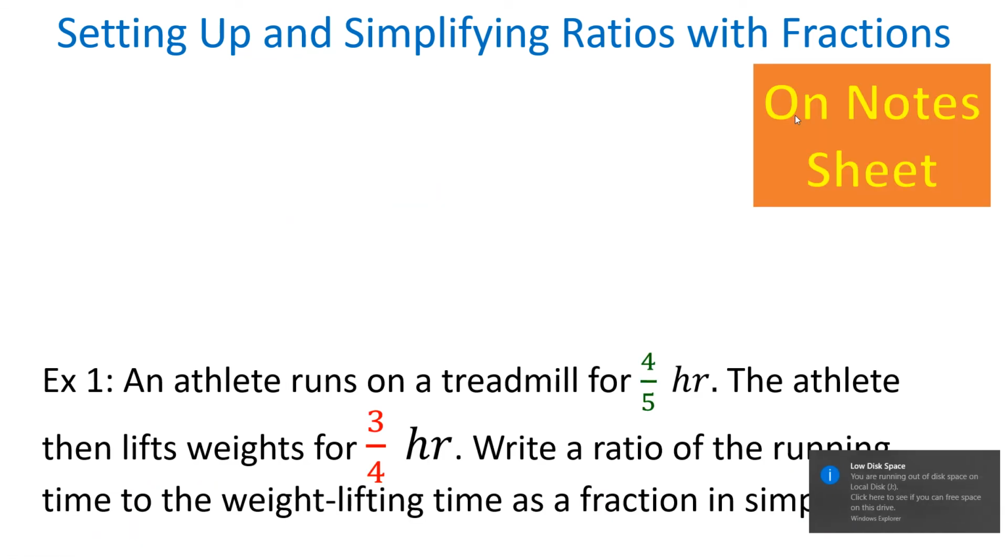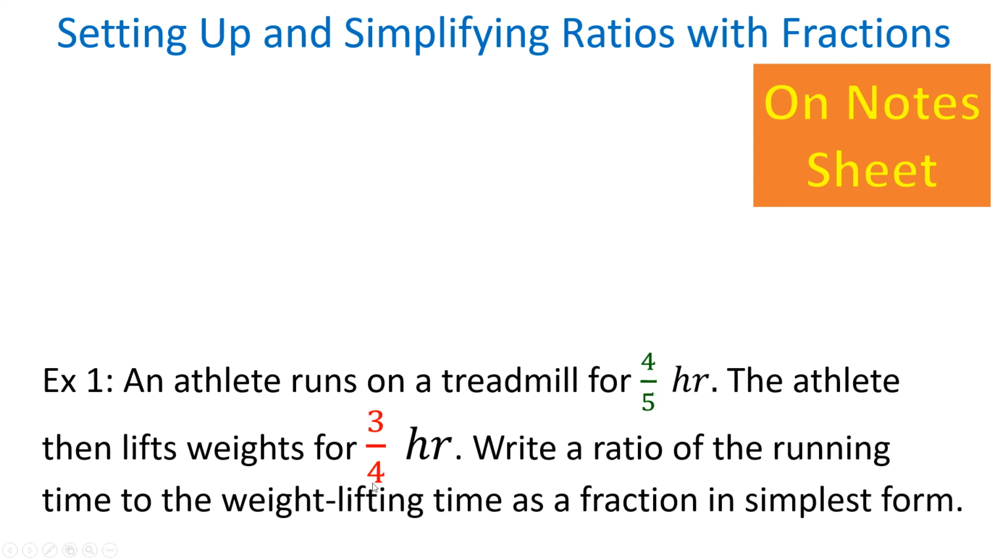Now this one is on the note sheet. It's pre-done, example 1. So we have an athlete runs on a treadmill for 4/5 of an hour. The athlete then lifts weights for 3/4 of an hour. We're writing a ratio of the running time to the weightlifting time. So you'll notice it's running to weightlifting as a fraction in simplest form. So running over weightlifting. So that'll be 4/5 over 3/4. So the order matters. Need to pay attention to the order.